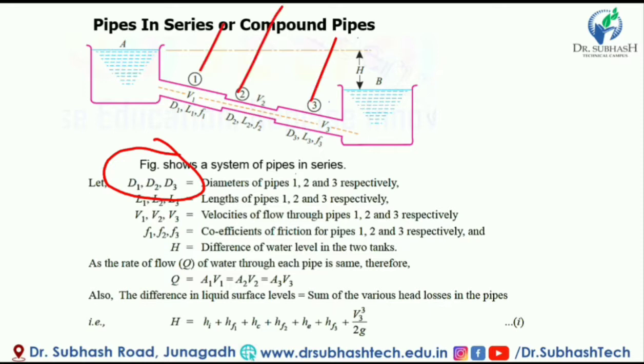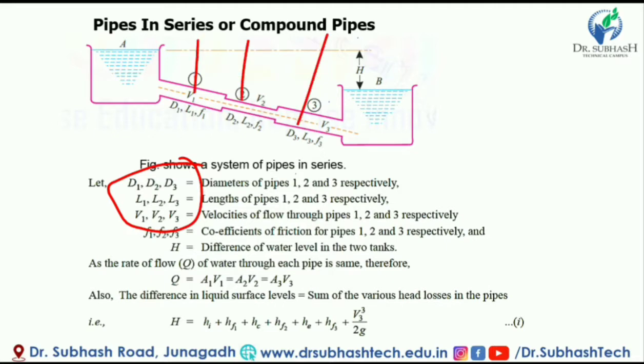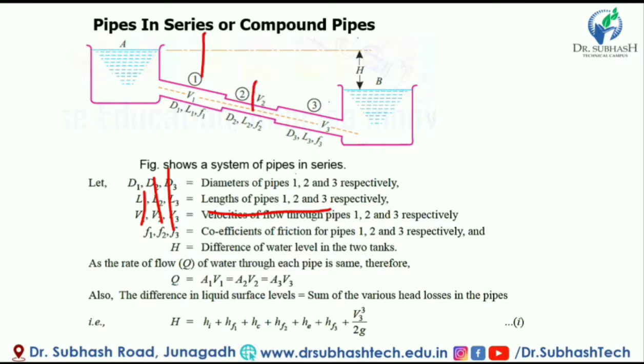And L1, L2, L3 are the lengths of pipes 1, 2 and 3. The velocities of flow in pipe 1, pipe 2 and pipe 3 are V1, V2, V3. Now F1, F2 and F3 are the coefficients of friction for pipe 1, pipe 2 and pipe 3.